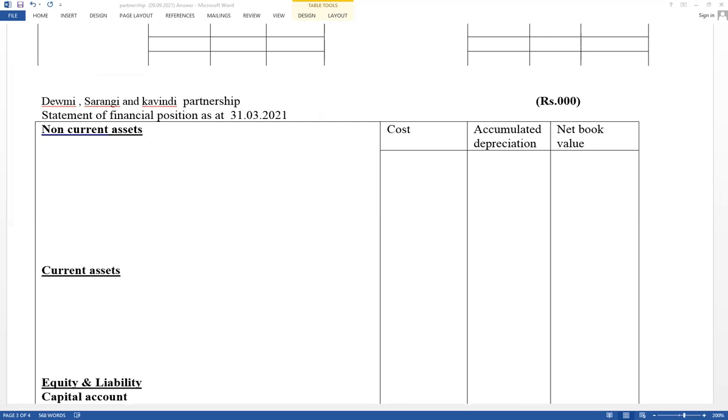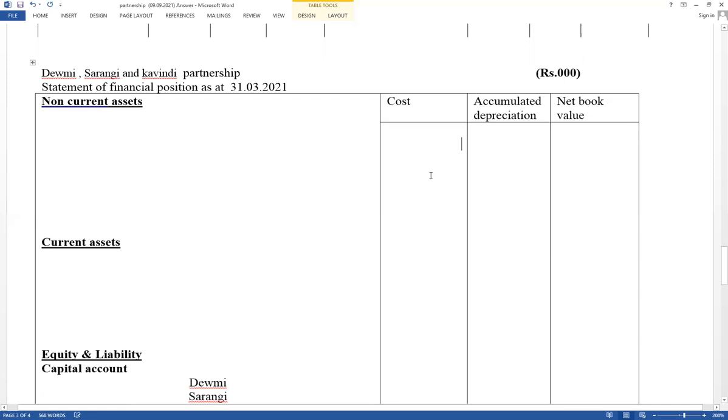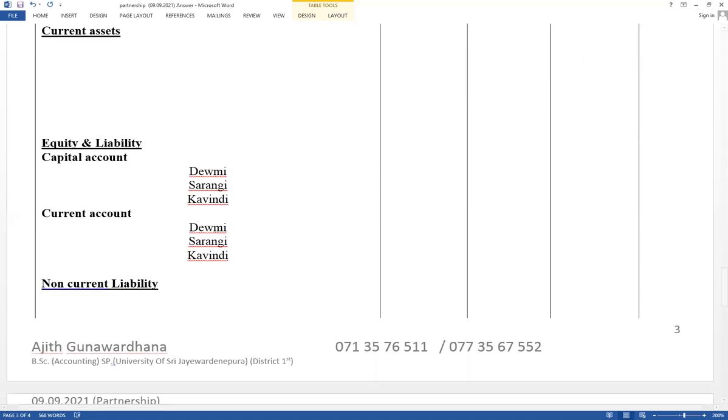3 columns. In this example, it has given accumulated depreciation separately. Therefore, cost minus accumulated depreciation equal net book value. In non-current assets as well as current assets. Then current assets, non-current assets. Then think about equity parts.